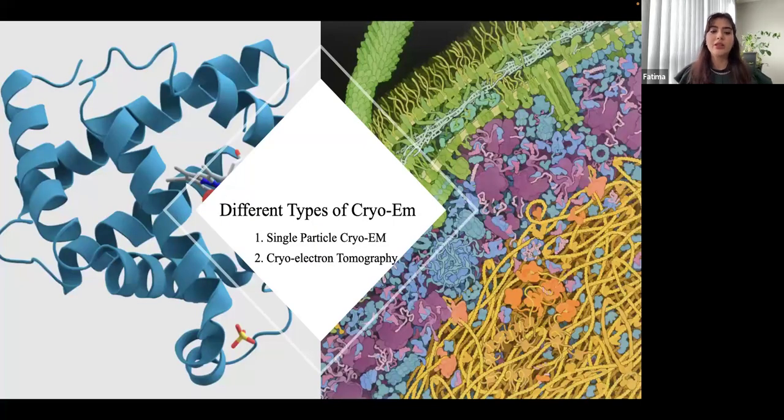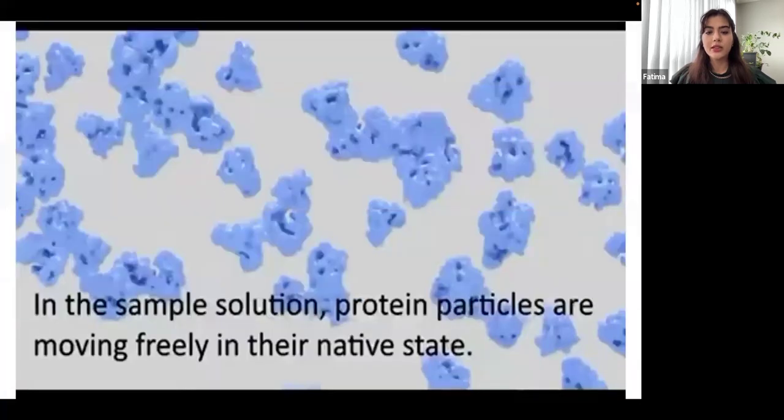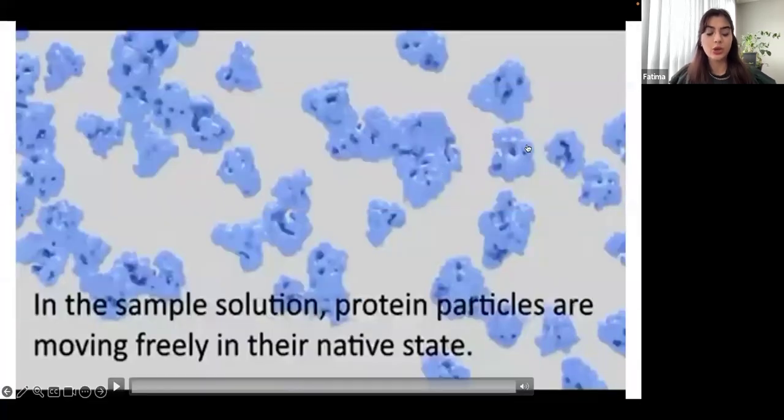So let's talk about different types of cryo-EM. The first one is single particle cryo-EM. As you can imply from the name, we study a single molecule in isolation here. And the second is cryo-electron tomography, in which we study a macromolecule in situ, in its own environment. So for the first method, this movie shows the steps for SPA.